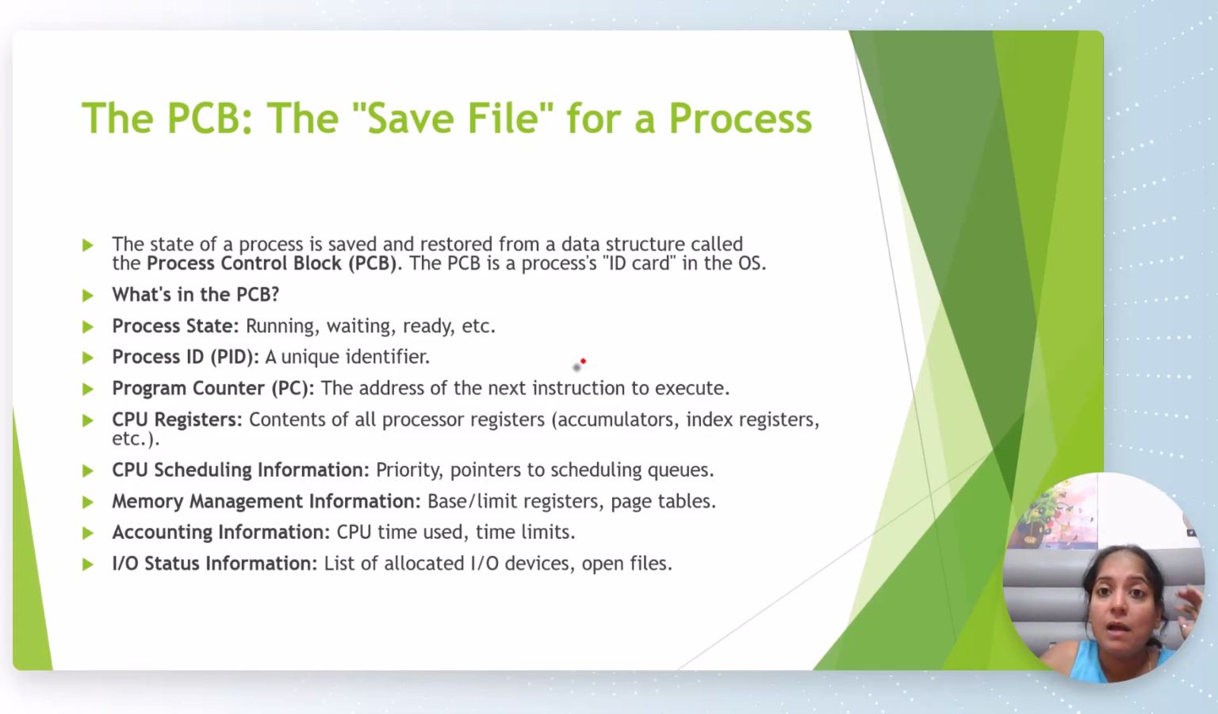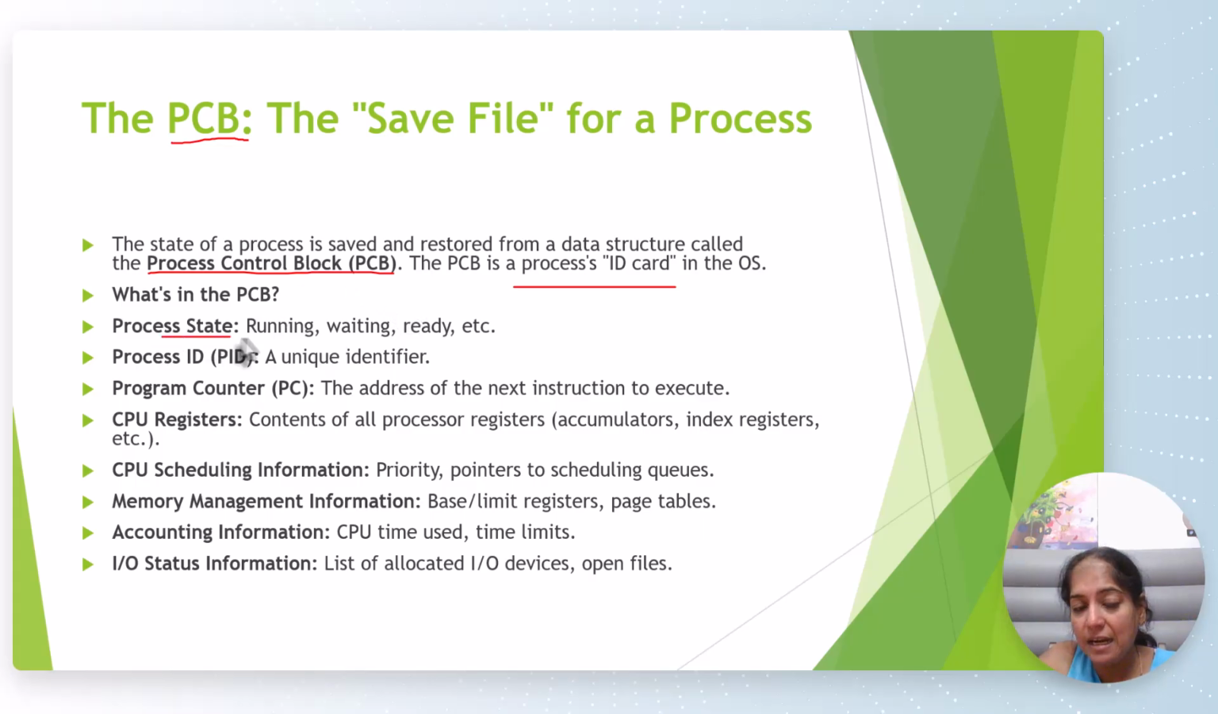Now, as we said, while doing the context switching, we need to save the state of a process. The state of a process is saved in the PCB, which is called the process control block. It is a data structure which is used to hold the state of a process. So what is a PCB?